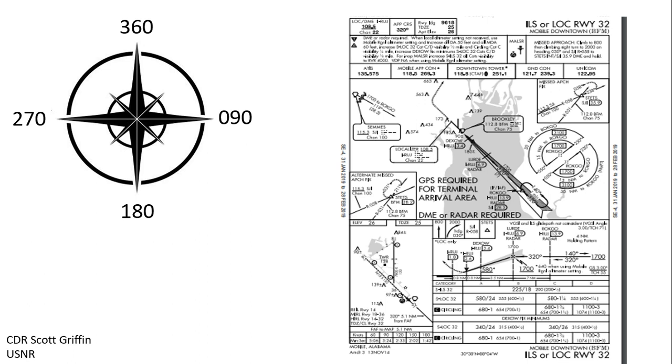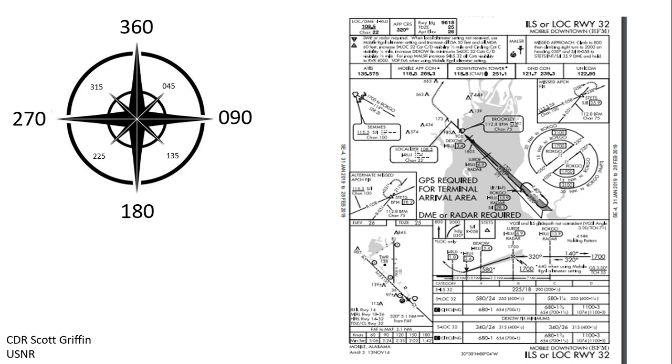Now, I have a question for you that's a little bit more complicated, and that is, what heading is northeast? If you answered 045, that's correct. That's pretty easy, right? Now, what heading is southeast? 135. What heading is southwest? 225. And of course, what heading is northwest? And of course, it's 315.